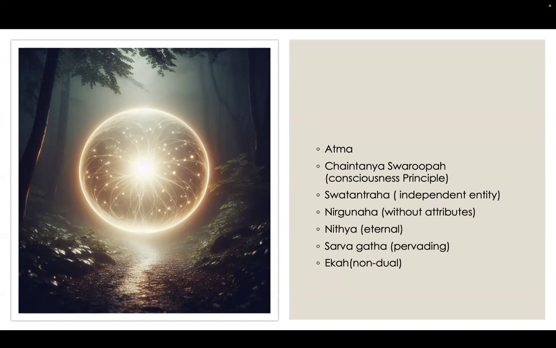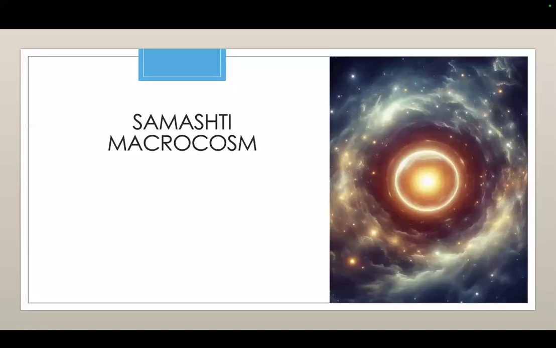What is Atma? That is Chaitanya Swarupa, consciousness principle, Swatantra, independent entity, Nirguna, without attributes, Nitya, eternal, Sarvagata, pervading, and Eka, non-dual. It's only one. Nothing apart from Atma. It is the absolute truth. So this is what microcosm is. That is, each individual, each one of us in this universe, is microcosm. But today we are going to talk about macrocosm.